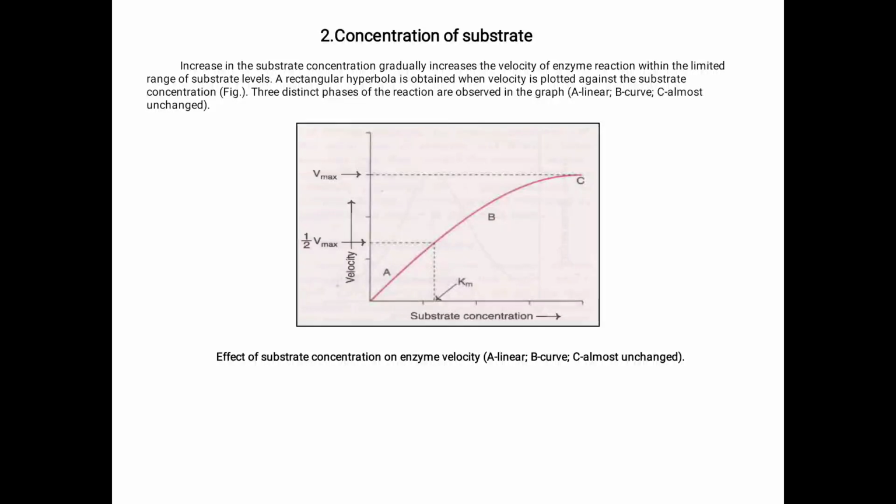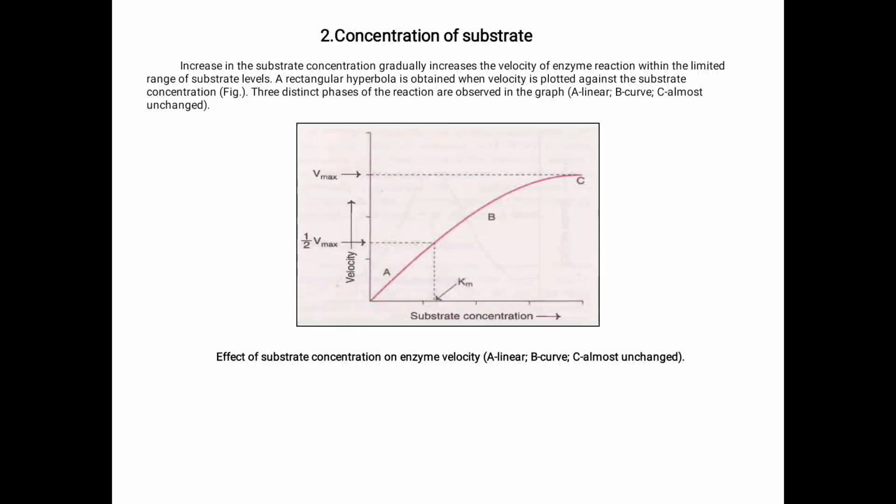So definitely, if the concentration of the substrate increases, then the reaction rate will also increase. There is a gradual increase in the velocity of the enzyme reaction within the limit range of the substrate level. A rectangular hyperbola is obtained when velocity is plotted against the substrate concentration. Three distinct phases of the reaction are observed in the graph: A is linear, B is a curve, and C is almost unchanged.